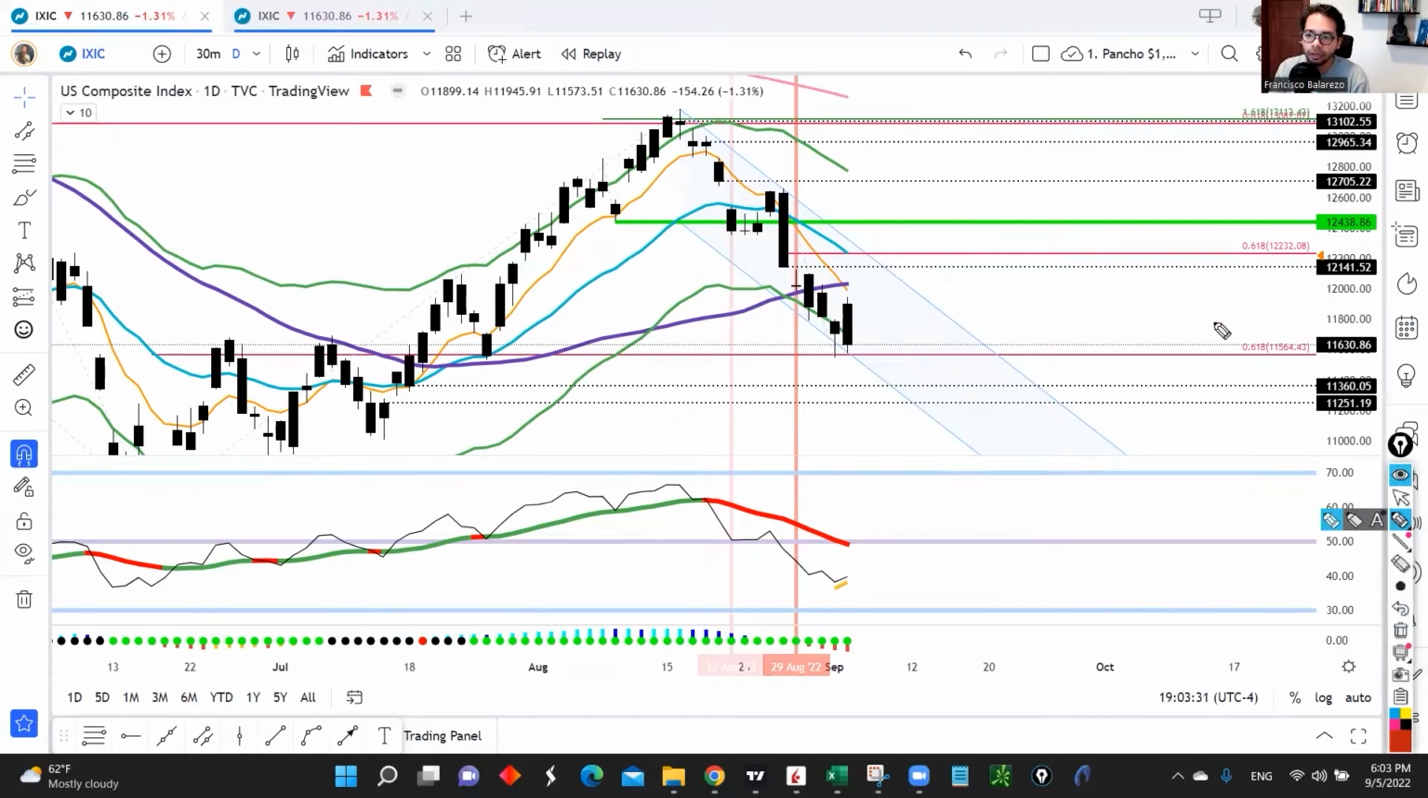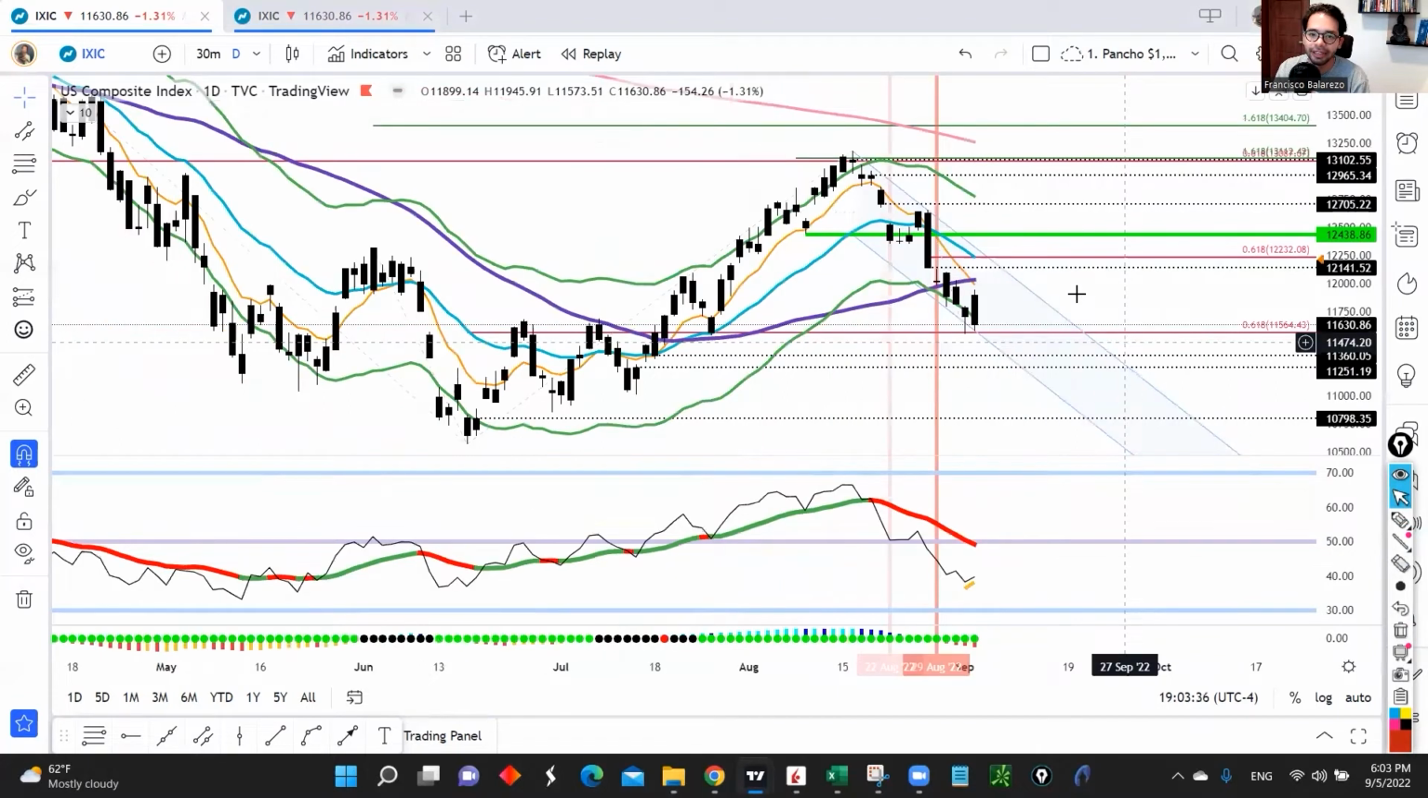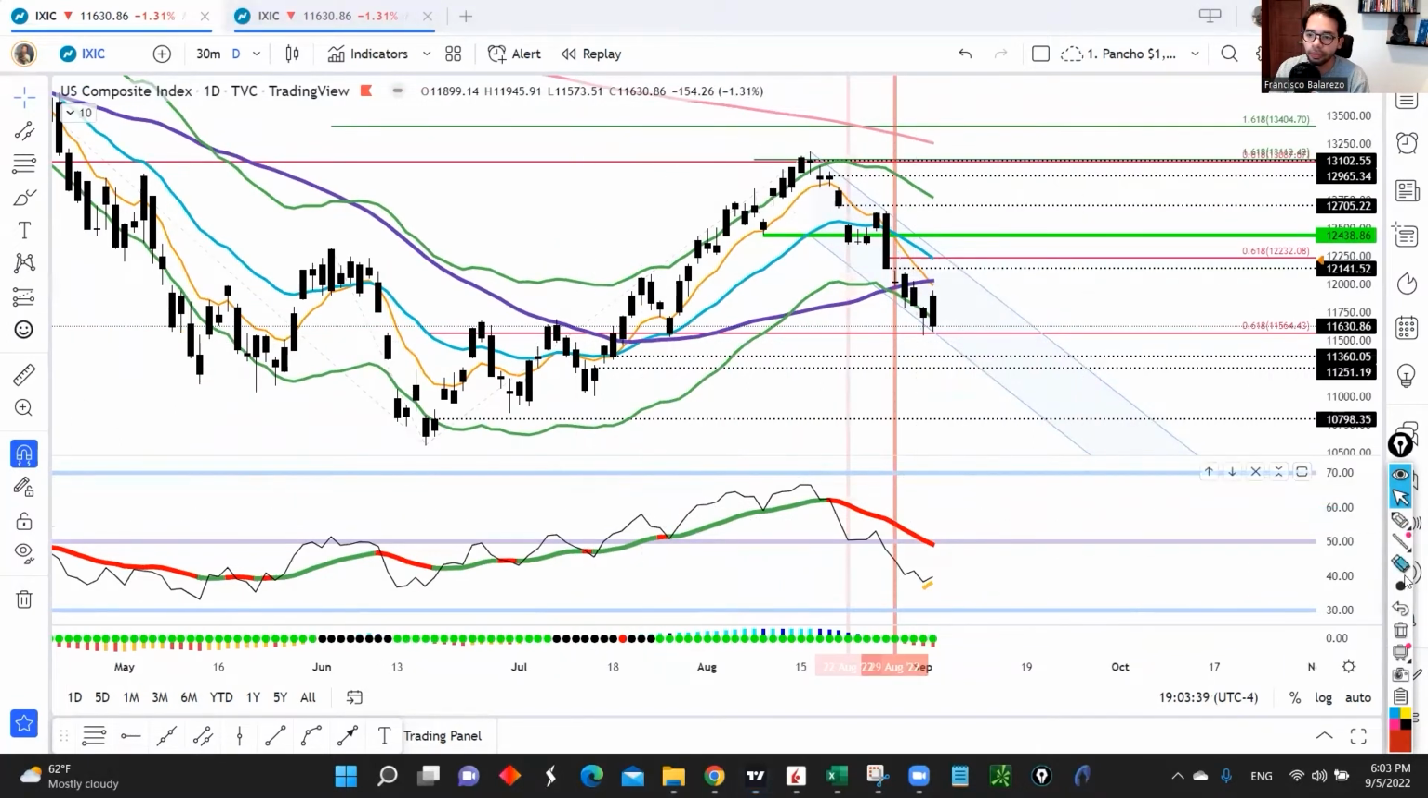Now, you can see that I have a 0.618 level on my chart, and basically this line was measured from this low right here all the way to this high right here, and now we're stopping somewhere around 11,564. That's the level where we actually pause.